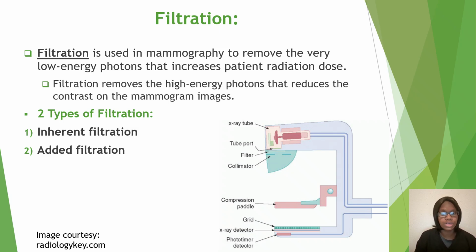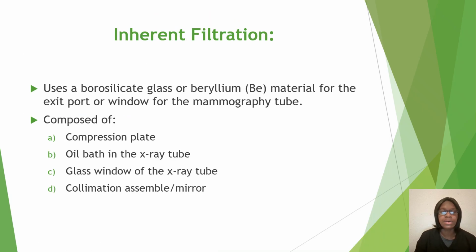The two types of filtration that we have are, number one, inherent filtration, and two, added filtration. Inherent filtration uses a borosilicate glass or beryllium material for the exit port or the window of the mammography tube. Make sure you know the difference between the two. Inherent filtration is composed of the compression plate, the oil bath in the X-ray tube, the glass window of the X-ray tube, and the collimation assembly or the collimation mirror.